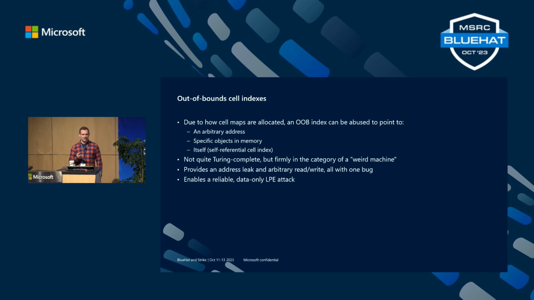So in summary, this kind of primitive basically gives you all of the tools that you need as an exploit writer, right? So first of all, you get an address leak from that, and you also get an arbitrary read and write primitive, all with a single bug of corrupting some memory in the hive. So it enables a very reliable exploit. Of course, you have to use some offsets and so on, but basically once you have the system configuration and you know what system you're exploiting, you can have a 100% reliable data-only LPE attack.